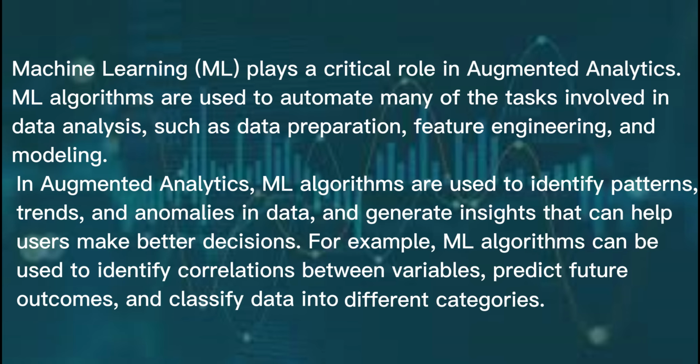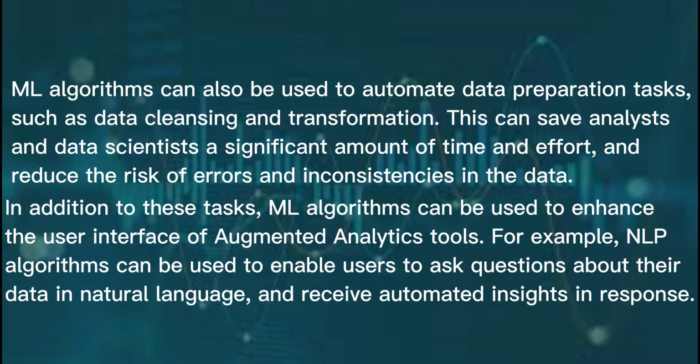For example, ML algorithms can be used to identify correlations between variables, predict future outcomes, and classify data into different categories. ML algorithms can also be used to automate data preparation tasks, such as data cleansing and transformation. This can save analysts and data scientists a significant amount of time and effort, and reduce the risk of errors and inconsistencies in the data.